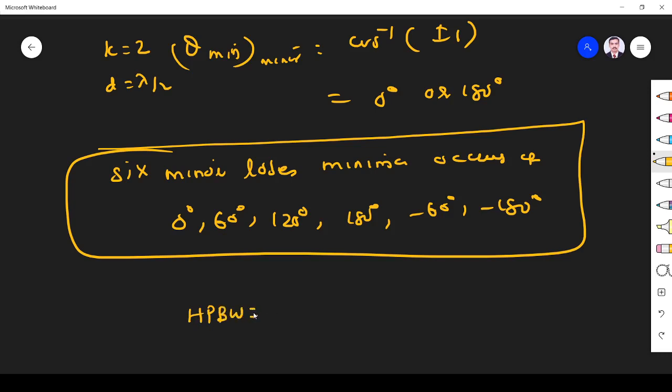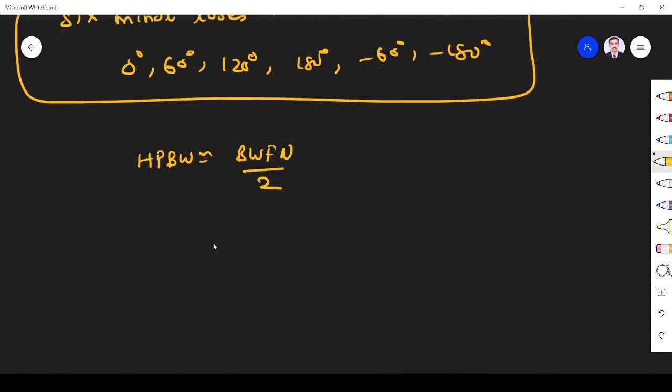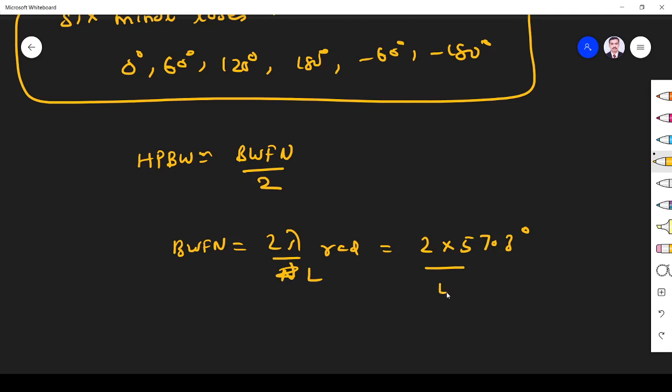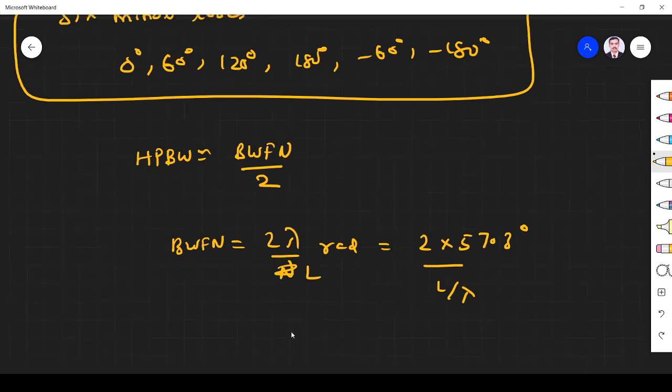Half power beam width is approximately equal to beam width between first null divided by 2. Already we found beam width between first null, that is given by 2 lambda by L. So beam width between first null for broadside array we derived 2 lambda by L radian. That is equal to 2 into 57.3 degree by L by lambda. This is in radian, this is in degree. Convert a radian into degree, that is by multiplying with 57.3 degree, right?